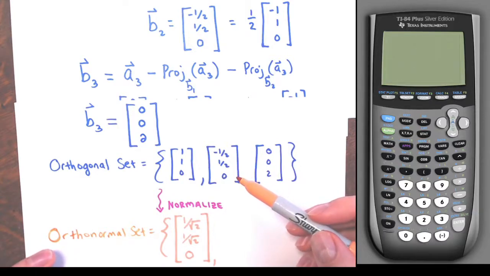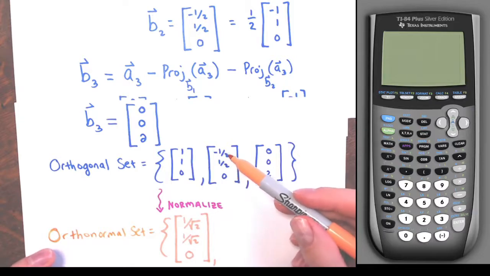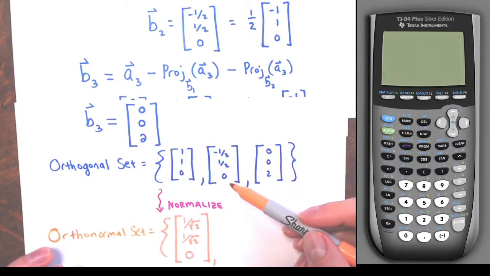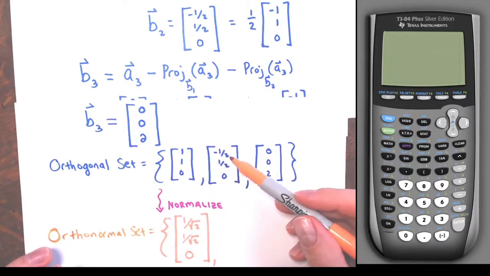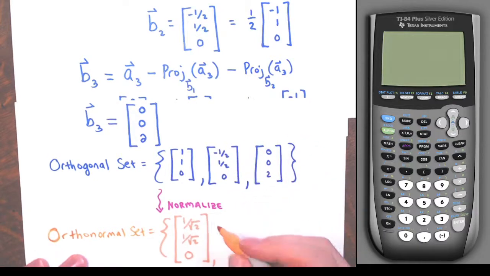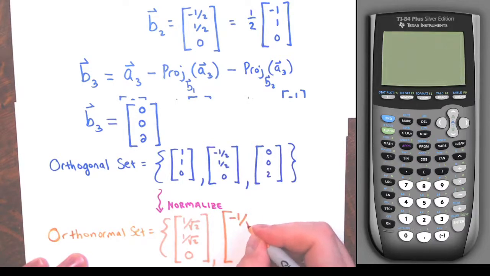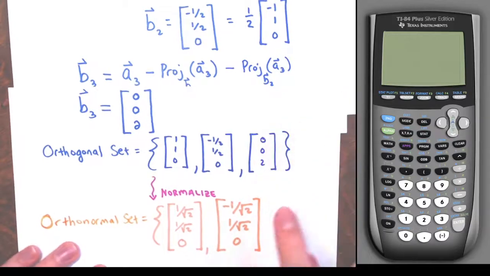So if I divide these by the square root of 2 over 2, that's the same thing as multiplying by 2 over the square root of 2, which would cancel the 2's and give me square roots of 2's in the denominator. So I have negative 1 divided by the square root of 2, positive 1 divided by the square root of 2, and 0. And again, so far so good. These two are orthogonal, and they're both unit vectors now.